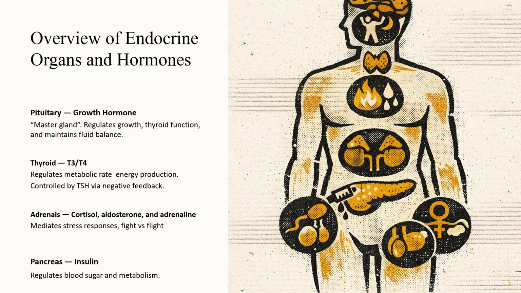T3 and T4 regulate metabolism, energy production, and the body's use of fats, proteins, and carbohydrates, and normal thyroid function is referred to as euthyroid. Calcitonin helps lower blood calcium levels by inhibiting calcium release from bones.